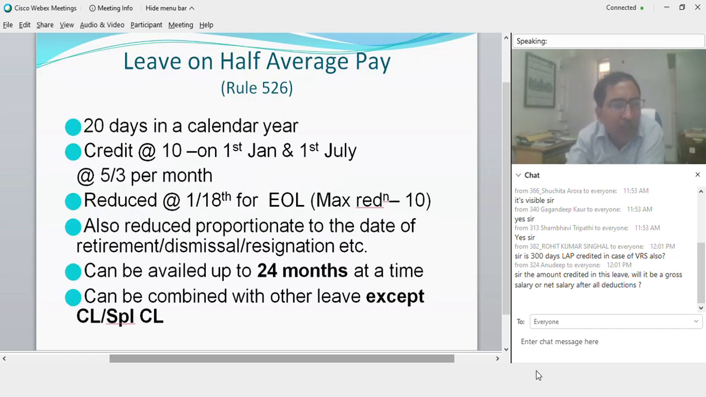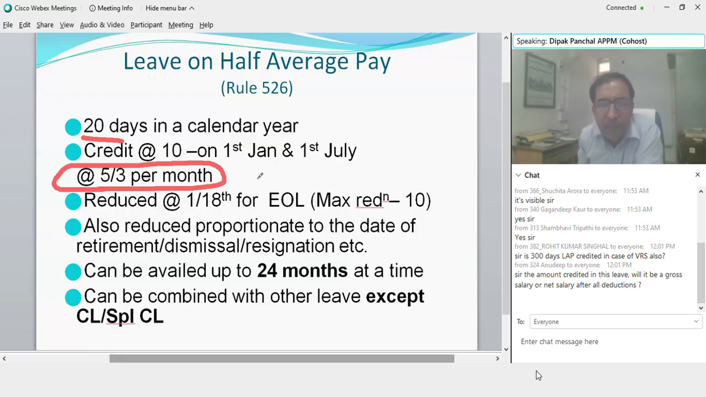Now, the other kind of leave, that is leave on half average pay. Here the credit is 10 days on 1st January and 10 days on 1st of July, and therefore 20 days in the entire year. The rate of credit is 5/3 days per month. And here the reduction is one day for every 18 days of EOL, and the maximum reduction is 10, like in LAP, where the maximum reduction was 15 days.